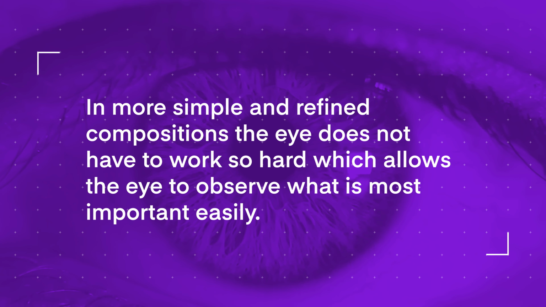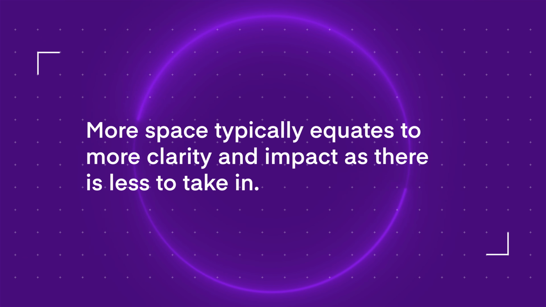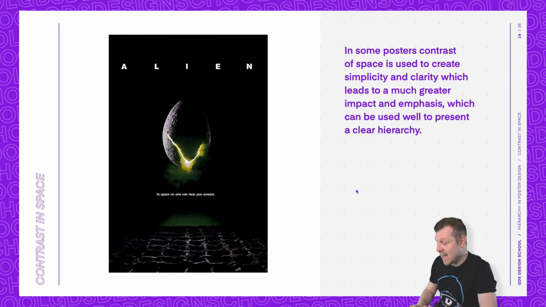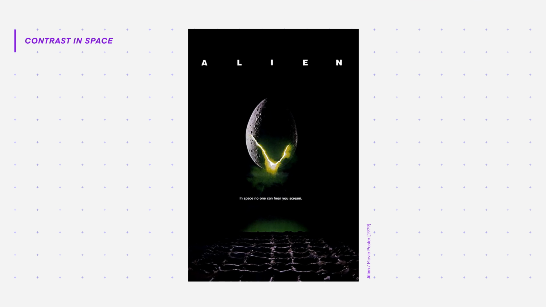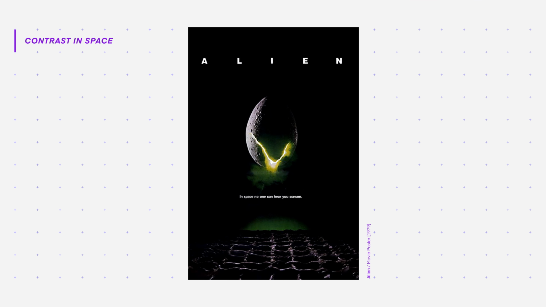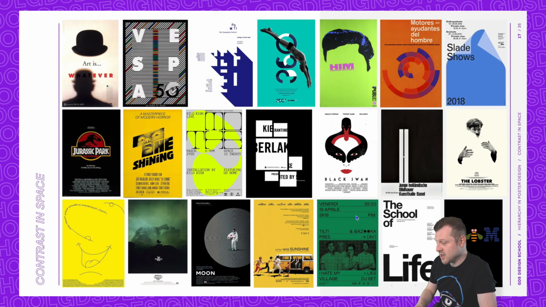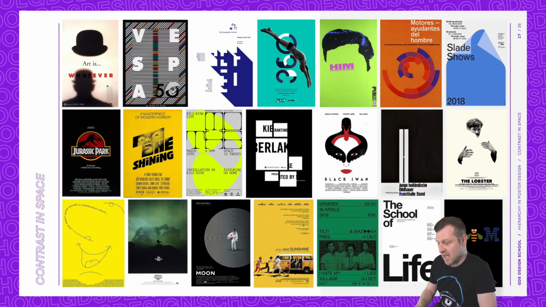In more simple and refined compositions, the eye does not have to work so hard, which allows the eye to observe what is most important easily. More space typically equates to more clarity and impact, as there is less to be taken in. In some posters, contrast of space is used to create simplicity and clarity, which leads to a much greater impact and emphasis, which can be used well to present a clear hierarchy. Here are some examples that utilize space in a variety of ways to draw the eye to prominent visual elements.